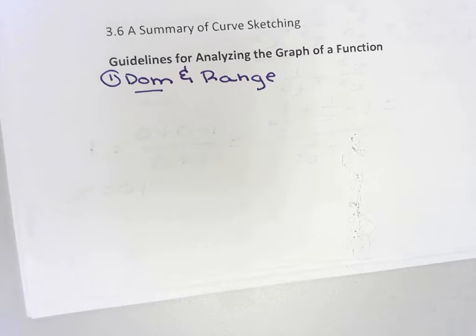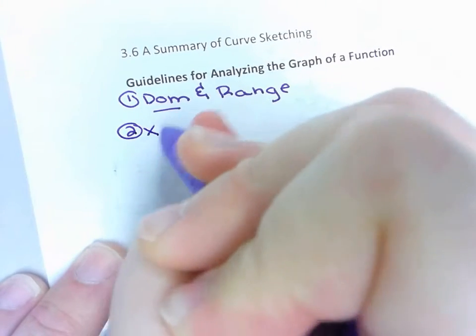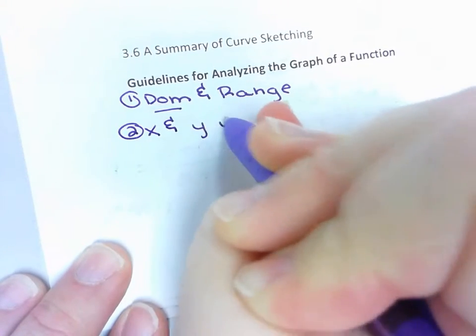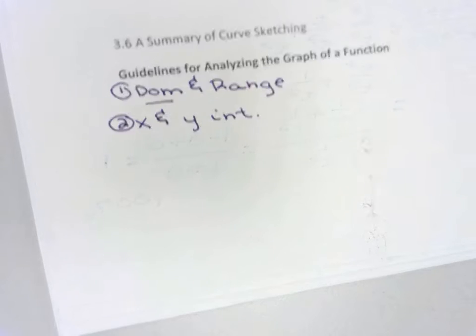Now, if it's just a polynomial, we know the domain is negative infinity to infinity, so it's not going to help me a ton. But definitely if you have a rational function, or if you have a square root, you want to look at the domain because that's going to help you down the road to see if you're on the right track. Second thing we want to look for are x and y intercepts. Like we did on 59, plug in 0 for y to find the x-intercept, plug in 0 for x to find the y-intercept, same thing like you've done since algebra.